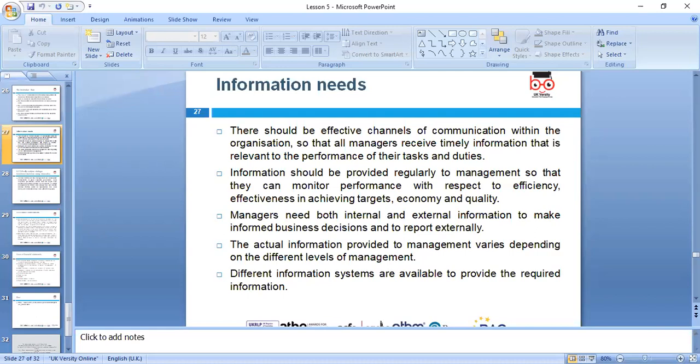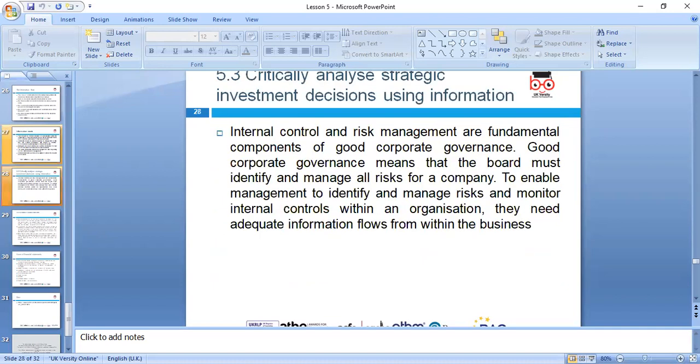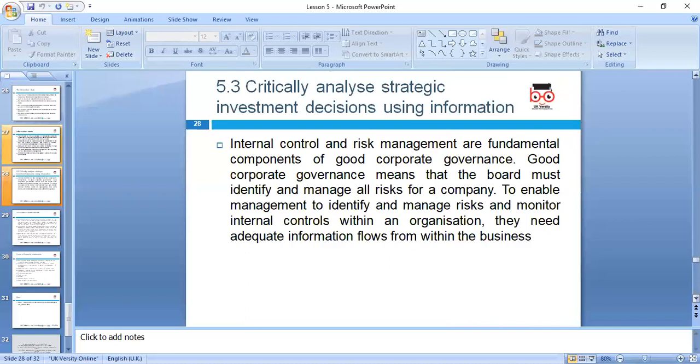A manager needs both internal and external information to inform business decisions and to report externally. The information provided to management depends on the level of management, such as operating managers and strategic managers, so different information systems are available to provide information. Learning outcome 5.3: critically analyze the strategic investment decision.